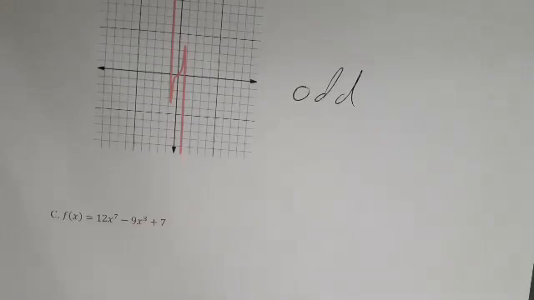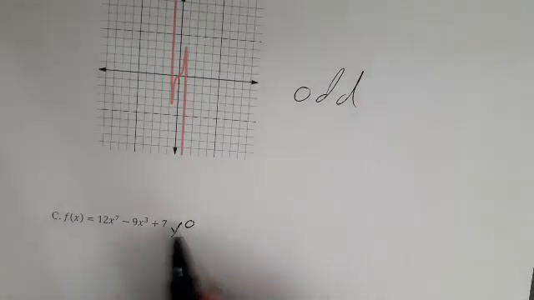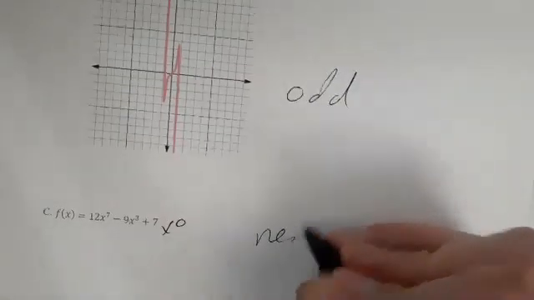This one, we could think about constants as being 0 powers, but if we have a constant out there, this is a mix of even and odd.